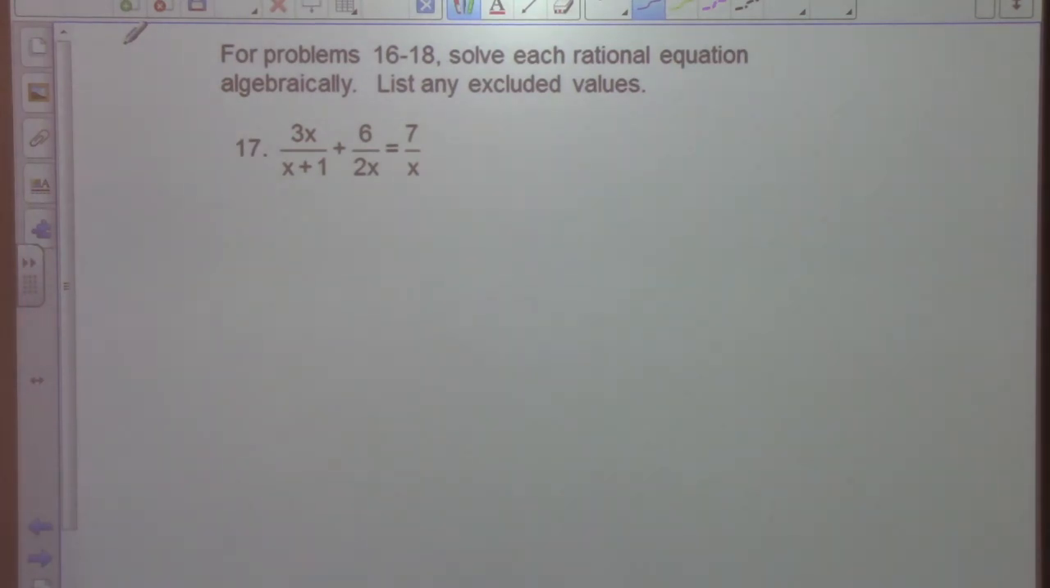Okay, at 17, any factoring to be done? No. But what's going to be our LCD here, or least common denominator? Okay, x plus 1 is going to be part of it. What else? 2x. So now, if we multiply by the least common denominator, I think that's correct, we'll be able to go ahead and cancel out everything in every denominator, right? And then do we have any excluded values here?